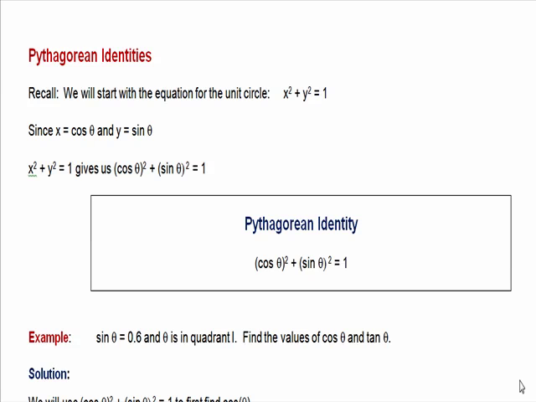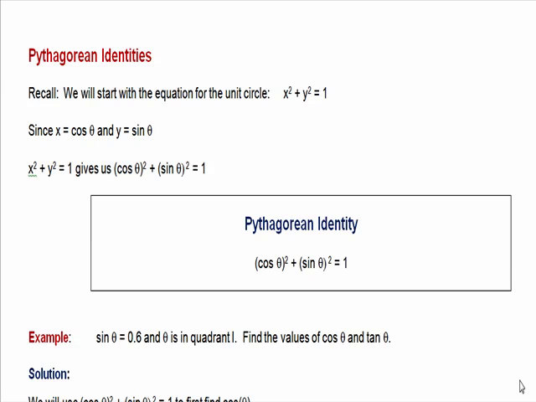Okay, let's remind ourselves of the first Pythagorean identity. Once again, many of you saw this earlier on in the discussion of trigonometry, but I like to bring it back because it's going to set the stage for where we go. So recall, if we start with the equation for a circle, x squared plus y squared equals 1, and we know on the unit circle x equals cosine theta and y equals sine theta, then x squared plus y squared equals 1 gives us cosine theta squared plus sine theta squared equals 1.